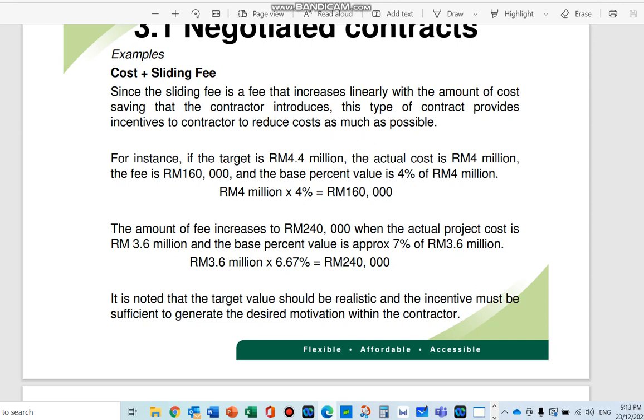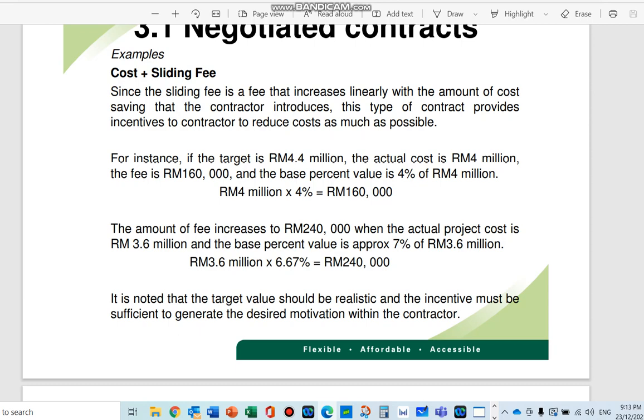And if you save even more from the target cost, you get a higher percentage, and then you get more. So this one is like a scale that you set first, with a sectioning of the cost that you can save, and this is how much you're going to get.